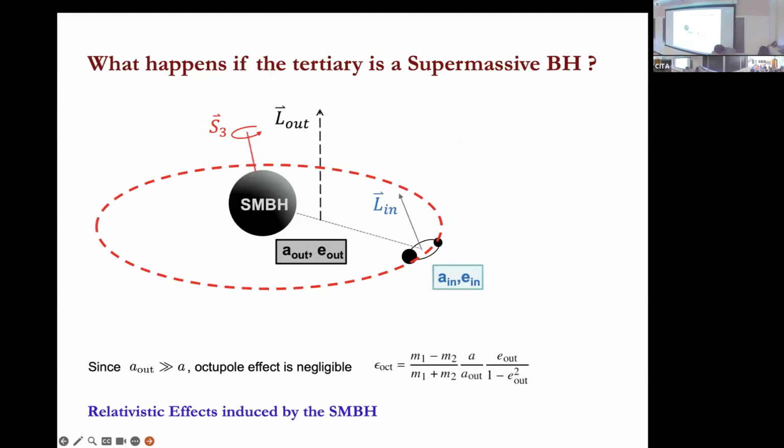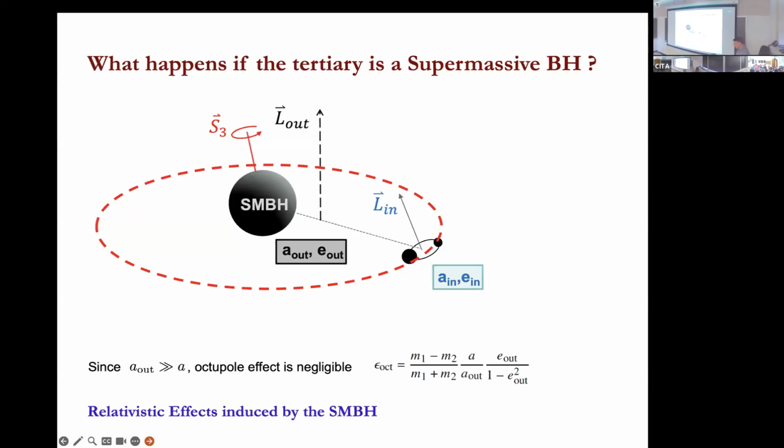All right, so now let me move on to the tertiary induced merger in the case when the tertiary is a supermassive black hole. Here I'm imagining you have a nuclear star cluster and you have a binary which you want to merge, and you have a supermassive black hole. In this case, of course, if you want this binary to be dynamically stable, you better have A out much greater than A. So by definition, the octupole is always small.